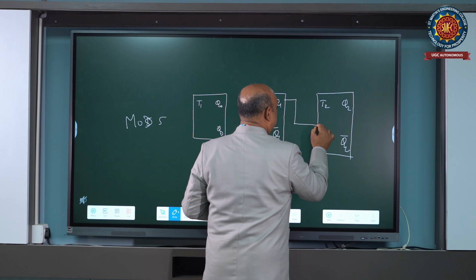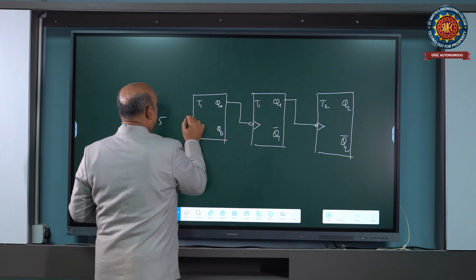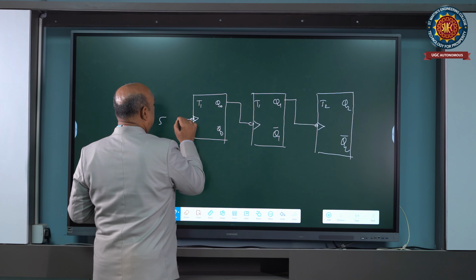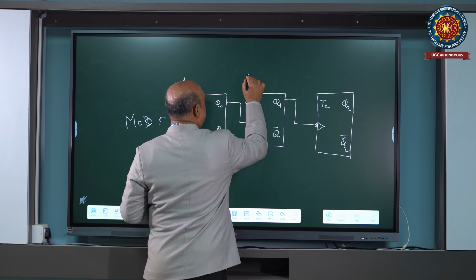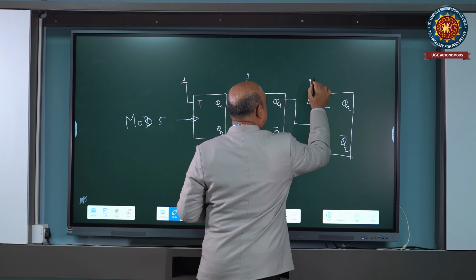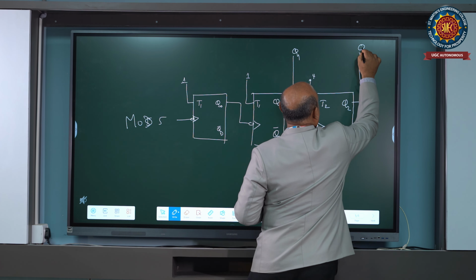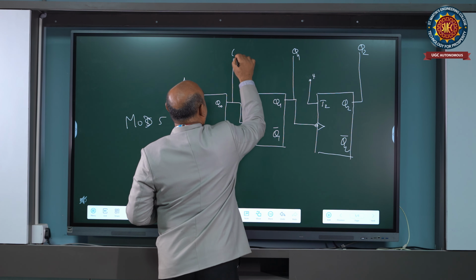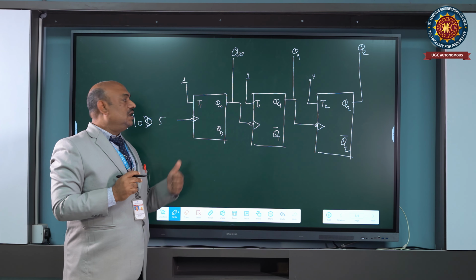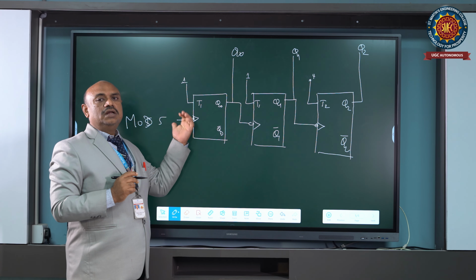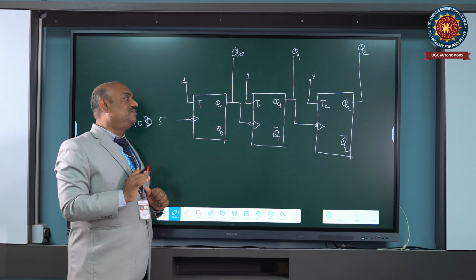We connect the clock pulse as usual, and we give 1 to each T input. That means all flip-flops are in toggle mode. A T flip-flop toggles whenever the input is 1, and holds when the input is 0. This is the very simple characteristic of the T flip-flop.